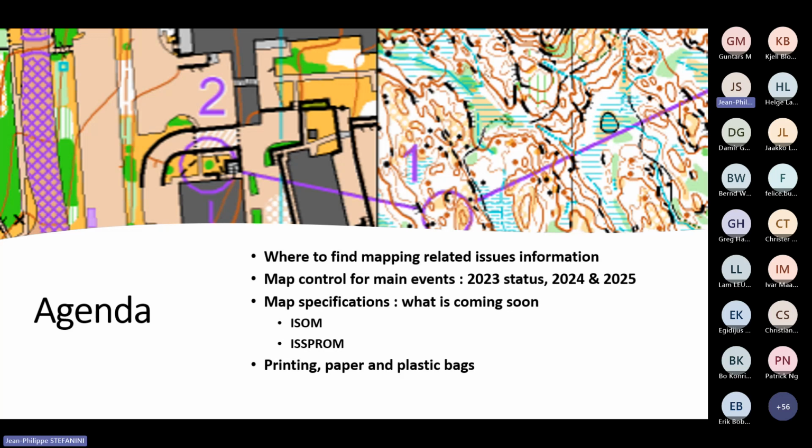Just making a point on what happens in 23 and what will happen for the 2 coming years. We will have some words about small changes within the specification, both for item and ISPRON. And then I will finish on printing paper and plastic bags, some recommendations by the Map Commission.